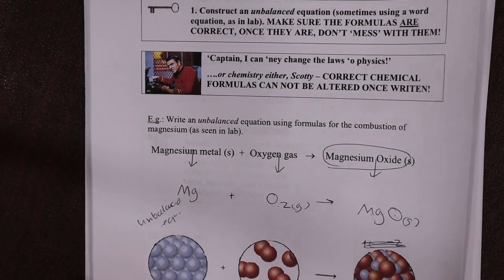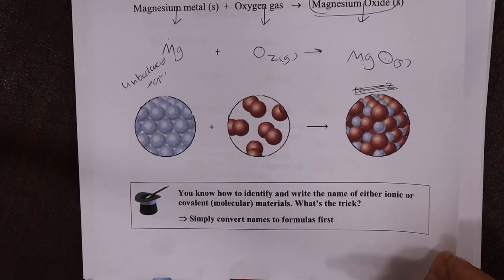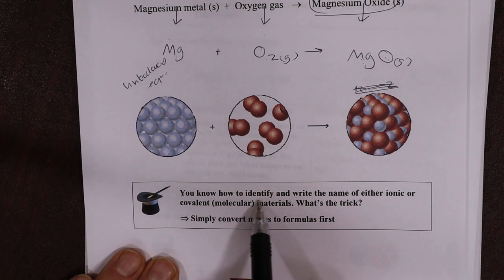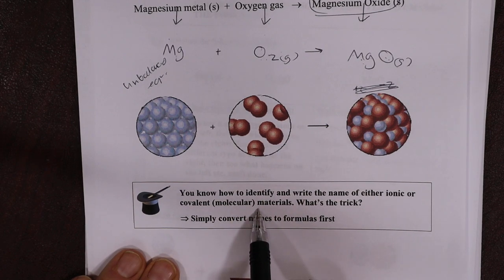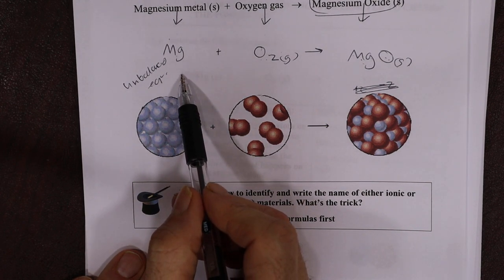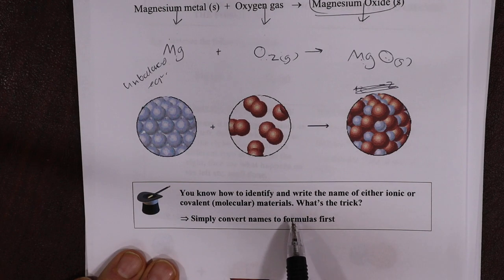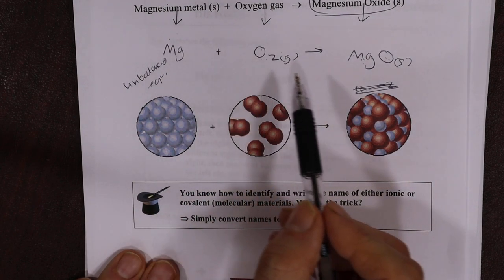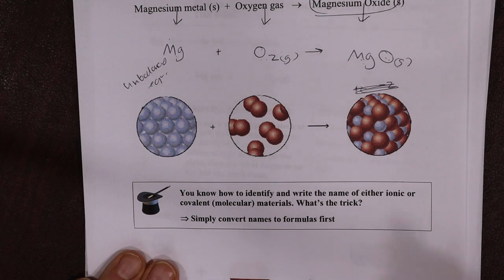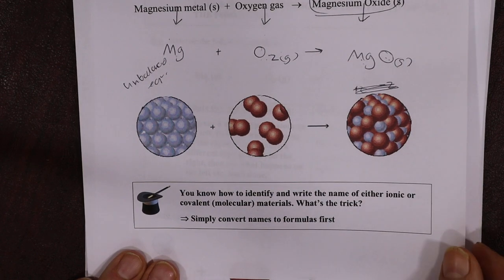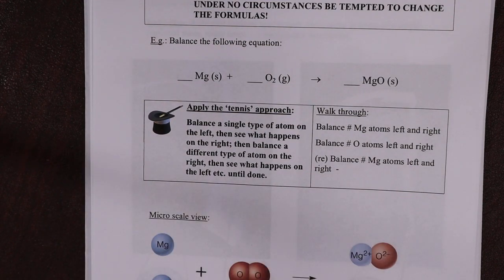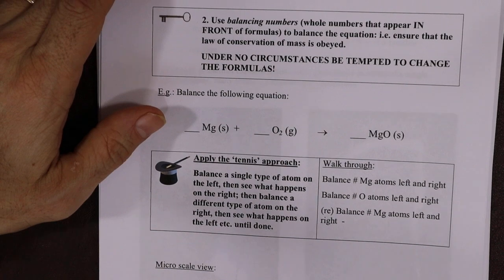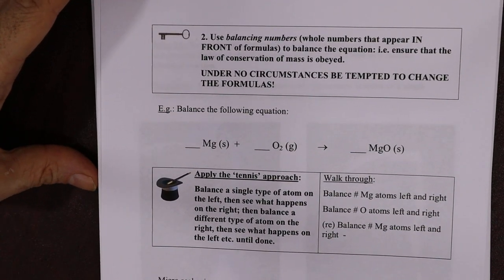Okay, all right, so remember the trick. Always convert, and I'll show you the last bit down here. You know how to identify and write the name of either an ionic or a covalent material, or even an element, in this case also magnesium. Just turn names to formulas first. That's the first step. Yes, I know it's not balanced. That's step 2. So step 1, names to formulas. Now, we do the actual balancing. And this is the first time we've done this.